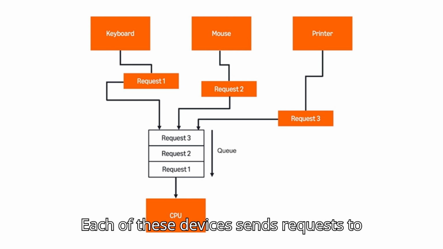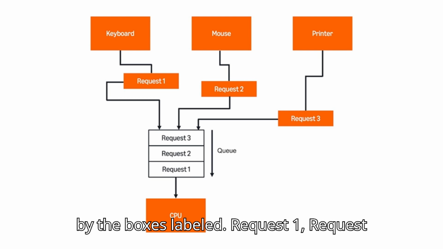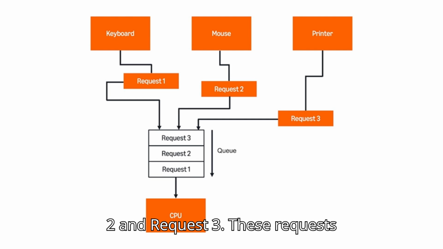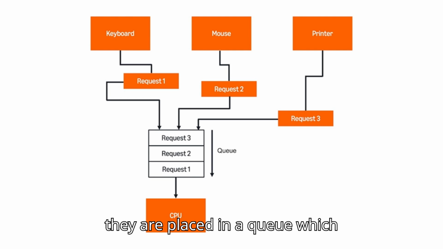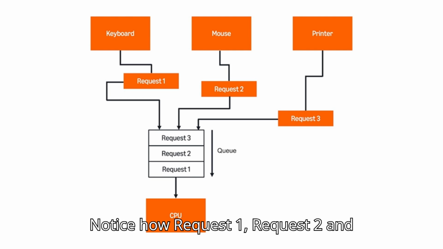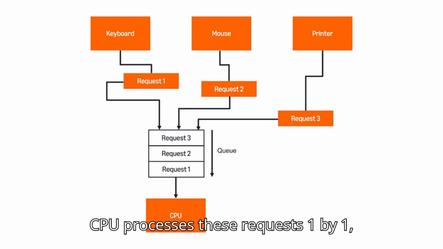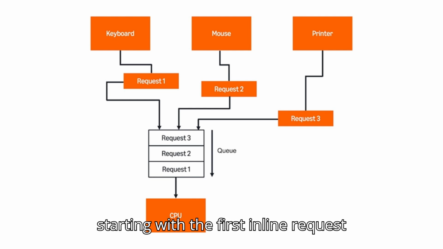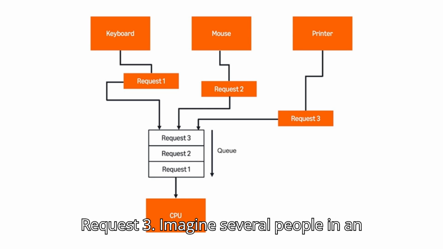Each of these devices sends requests to the CPU. These requests are represented by the boxes labeled Request 1, Request 2, and Request 3. These requests don't go directly to the CPU. Instead, they are placed in a queue, which organizes them in the order they arrive. Notice how Request 1, Request 2, and Request 3 are lined up in the queue. The CPU processes these requests one by one, starting with the first in line, Request 1, and then moving on to Request 2 and Request 3.